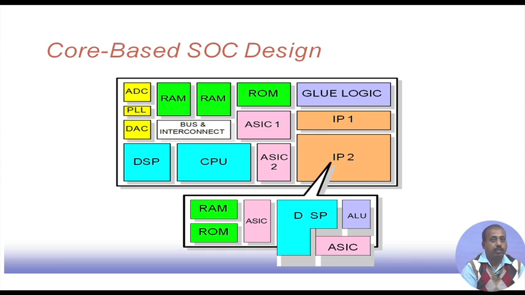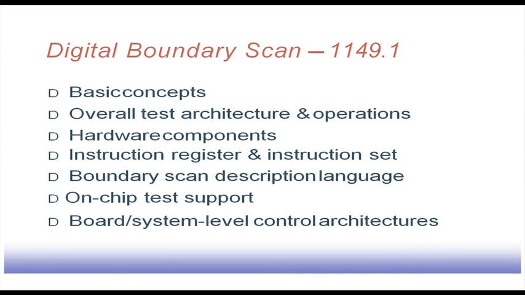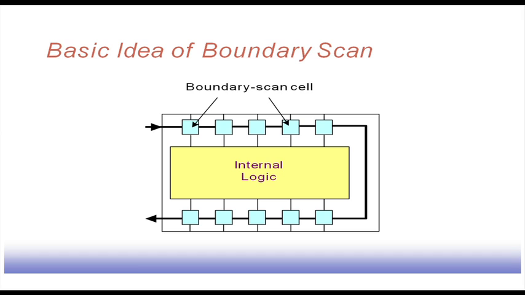Now, when we go for this system on chip based design, there are associated test challenges. That we will see as we proceed through the course. To start with, we will look into the basic digital boundary scan policy 1149.1. We will look into the overall test structure, hardware components, instruction register, instruction set, description, scan description language, then the test support and the control architectures.